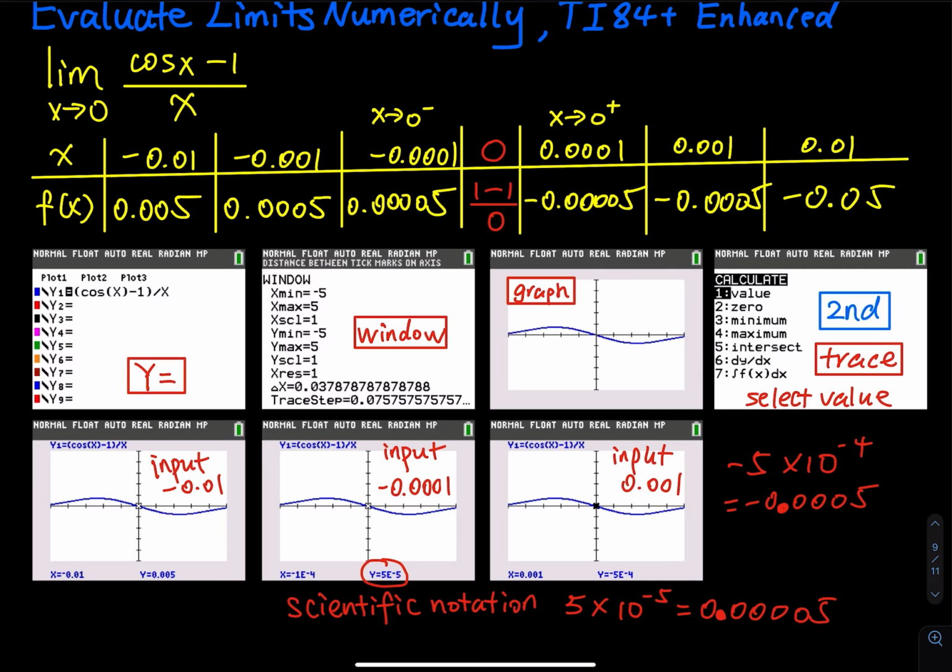So as x approaches 0 from the left, y approaches 0. As x approaches 0 from the right, y approaches 0 as well. So overall, we conclude that this limit equals 0. Okay, so that is how to use this evaluation.